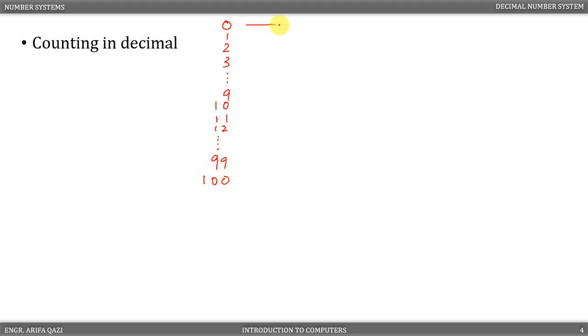Well, I can write 0 as 0, 0, 0, and these two are equivalent. Likewise, I can write 1 as 0, 0, 1. And this works. Why? Because this is 0 times 10 to the power of 2, which is the hundreds place, plus 0 times 10 raised to 1, which is the tens place, plus 1 times 10 raised to 0.